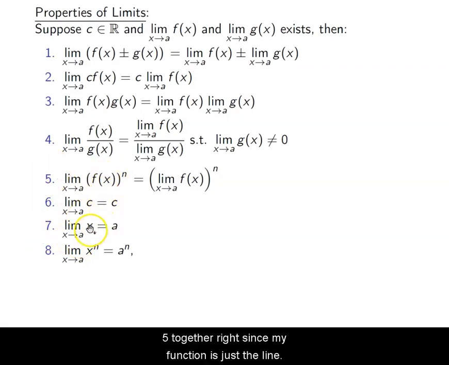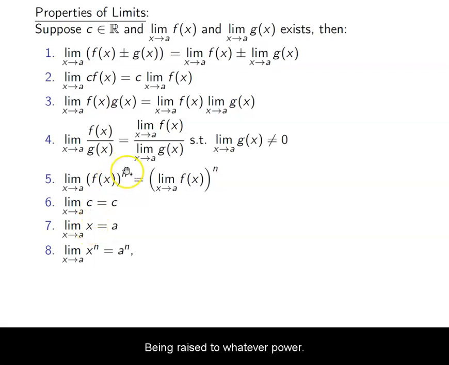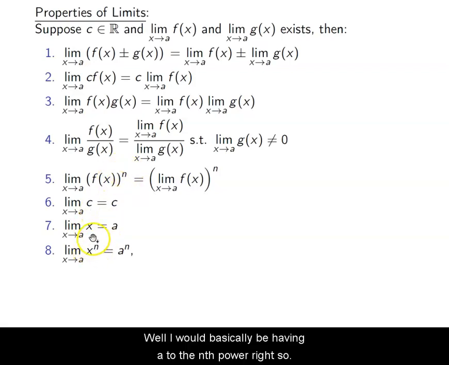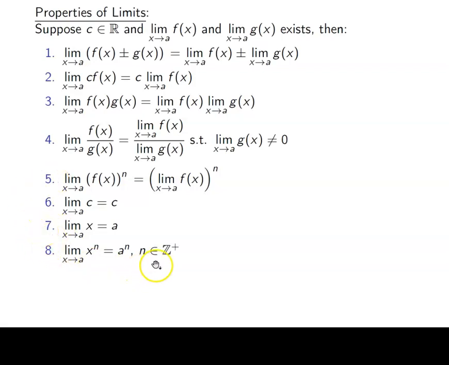Since my function is just a line being raised to whatever power, I would basically be having a to the nth power. So rule 8 is rule 7 and rule 5 being put together. And this is as long as n is a positive integer. Okay, positive integer.